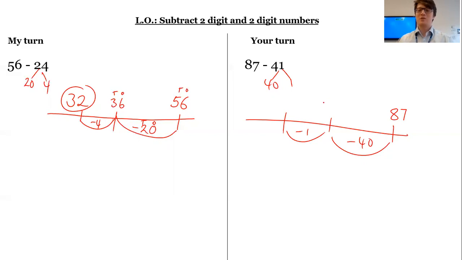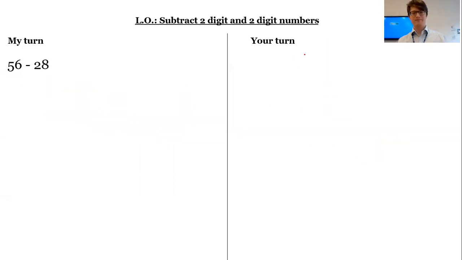Okay, 87 subtract 40 is 47, and then to take away 1, well, 47, 46 is our total, or our difference. Now again, like with addition, it's not too tricky when you're not having to go across a group of 10. When you are having to, that's when this becomes a little bit trickier.